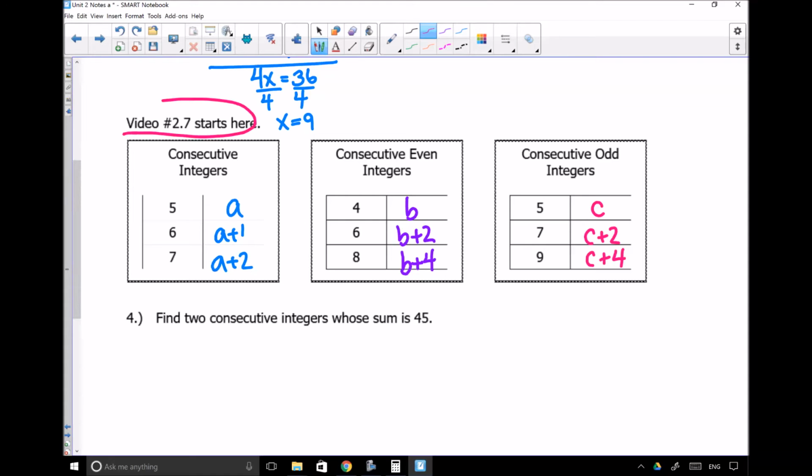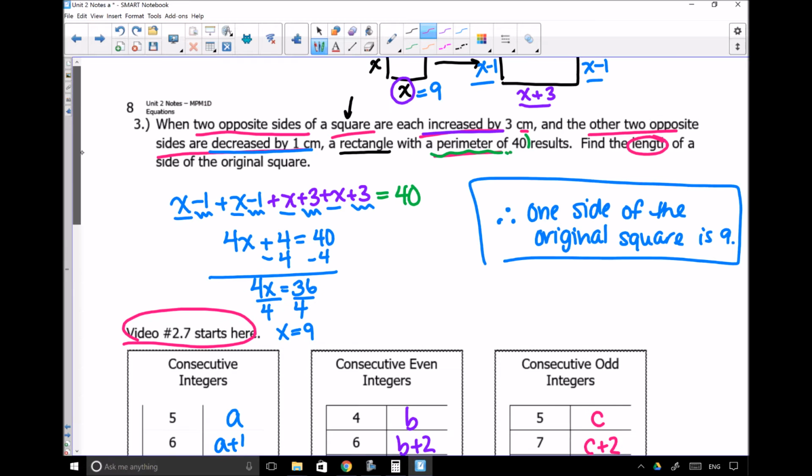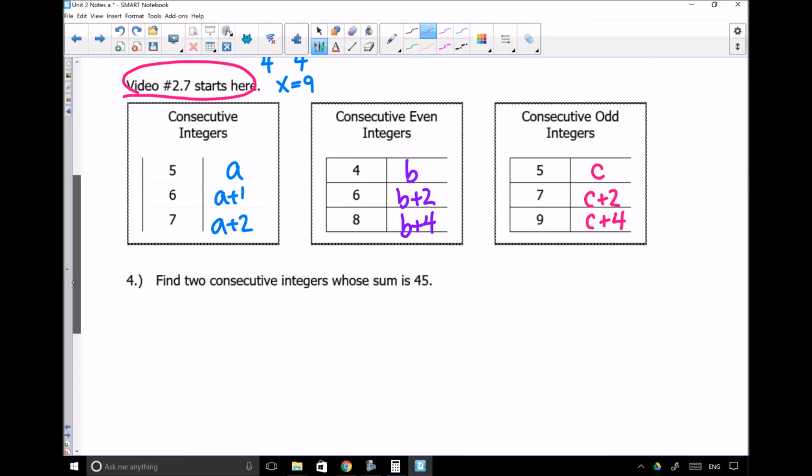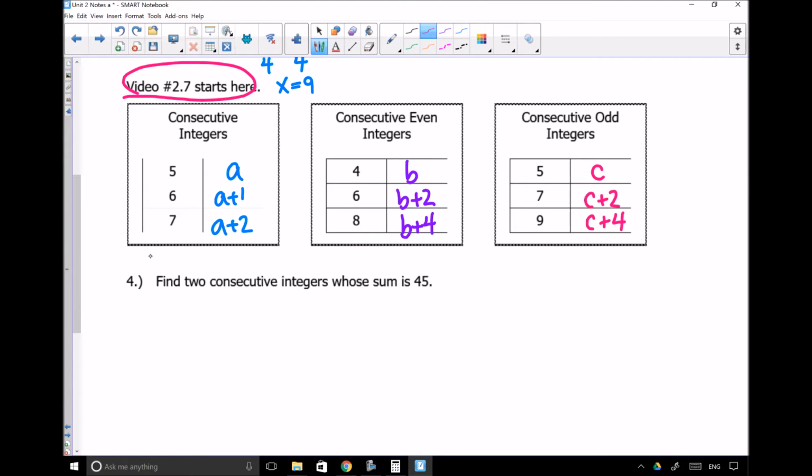So video 2.7 is going to start halfway through page 8 of your notes. We talked about this chart in class. So don't forget that if I say that my first integer is a, the next consecutive integer is a plus 1, and the next one after that is a plus 2, because you add 1 every time you go from one integer to the next.